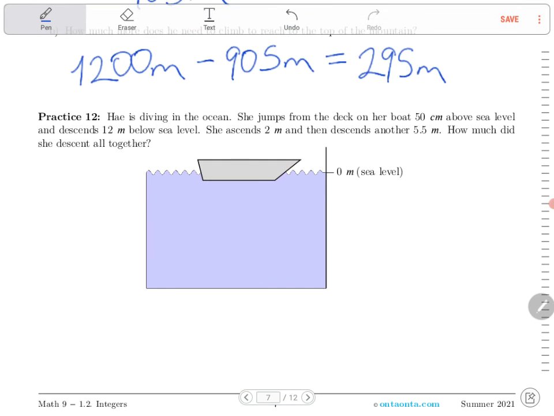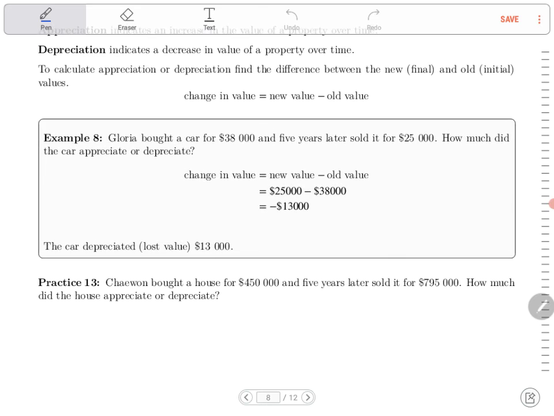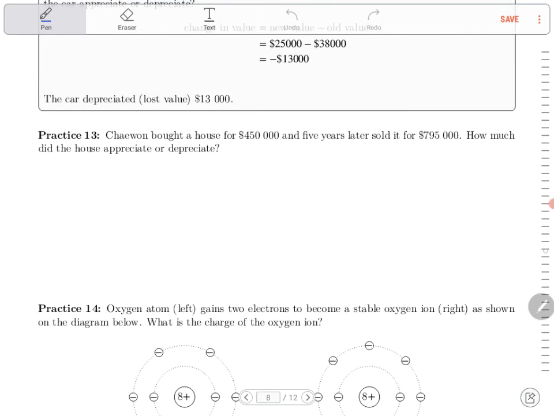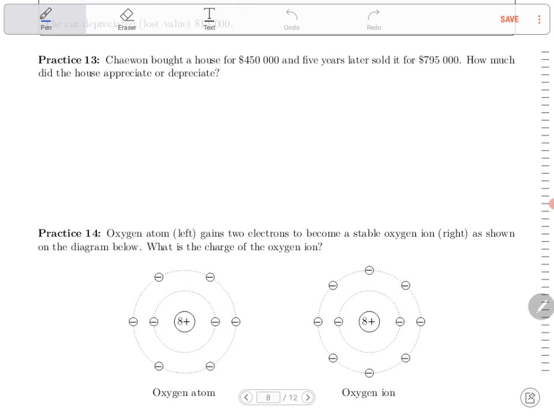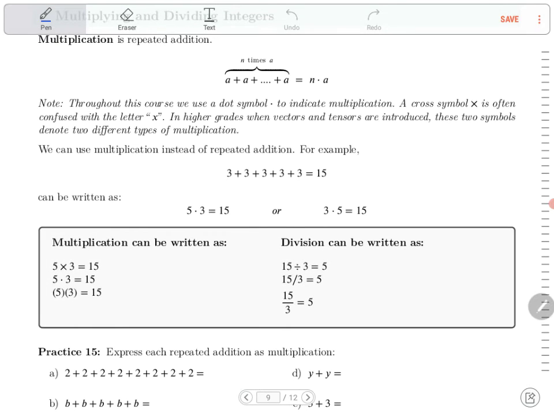Now, this problem, with high diving in the ocean, as well as this next page, which features the concept of appreciation and depreciation, as well as some more stuff about atoms and ions, which we kind of looked at in the last video, I will leave for you. I'll leave this page for you, and I'll leave the previous problem, the problem with high diving in the ocean, for you to try yourself as well. And we'll move on to the concept of multiplication and division of integers.